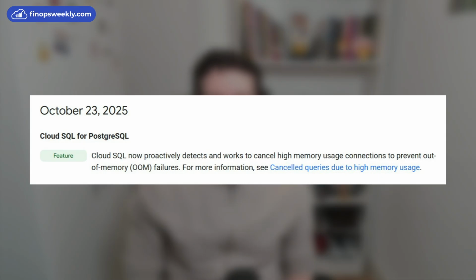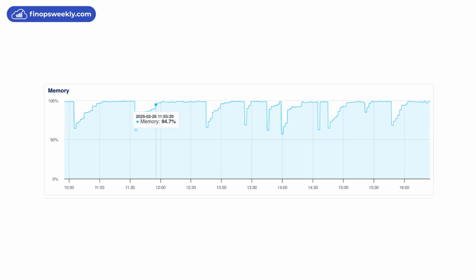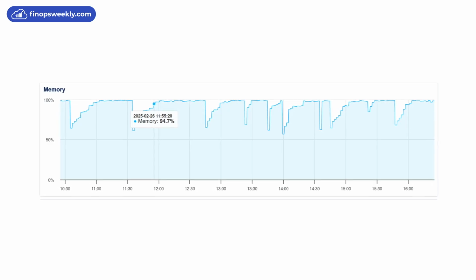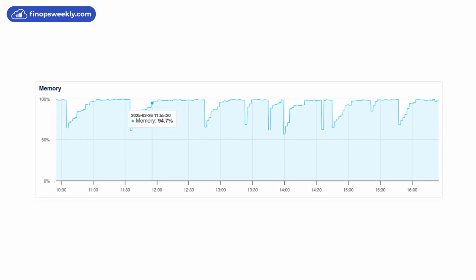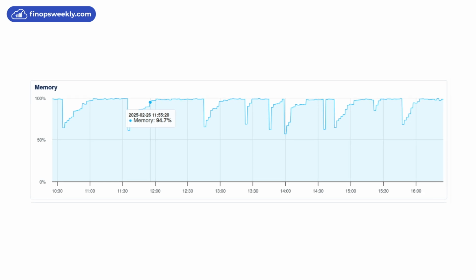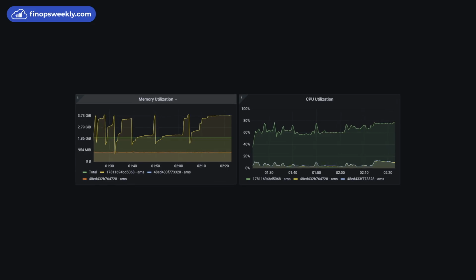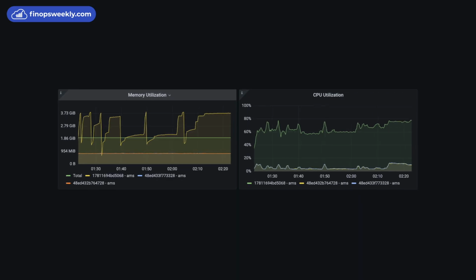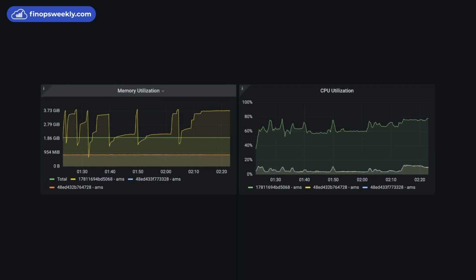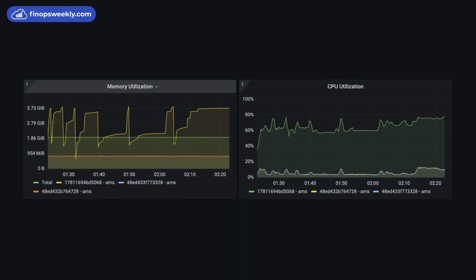Now moving on to Google Cloud. SQL for Postgres now cancels high-memory connections to avoid out-of-memory failure, so you can have more stable DB cost and uptime. This reduces the risk of instance crashes or forced restarts that can cause downtime and unexpected operational cost, for example, on emergency scaling or recovery work. Plus, by preventing out-of-memory events, teams can expect more stable database behavior and fewer emergency ops cycles.